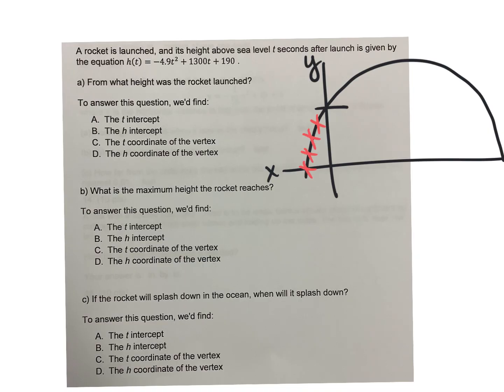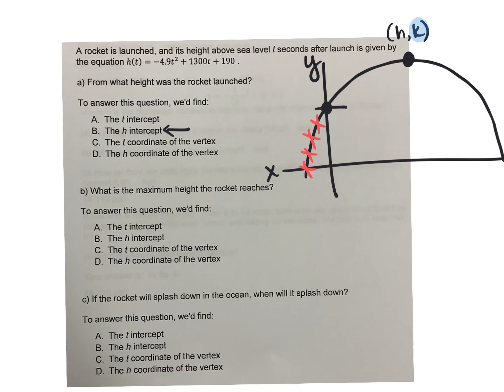And the first question is asking us from what height was the rocket launched? To answer this question, it would be right here, which would be our h-intercept. All right, what's the maximum height it reaches? That would be part of h and k. So the height itself is going to be the y value. The h would be what time that occurred, but the k is going to be the actual answer to how tall it gets.